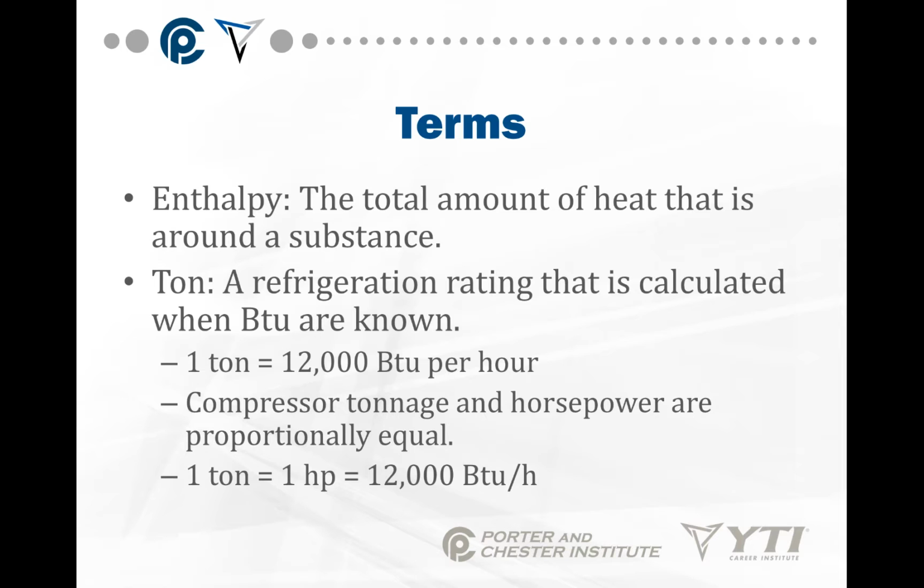Enthalpy is the total amount of heat that's around a substance. Okay, so every substance has a different enthalpy. A ton is a refrigeration rating that is calculated when BTUs are known. 1 ton equals 12,000 BTUs per hour. So if I have a ton of refrigeration, I can remove 12,000 BTUs per hour from the contents of that refrigerator. Compressor tonnage and horsepower tonnage are proportionally equal. 1 ton is 1 horsepower, which is 12,000 BTUs per hour.